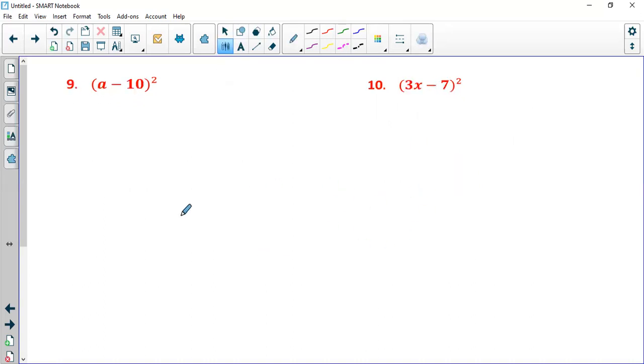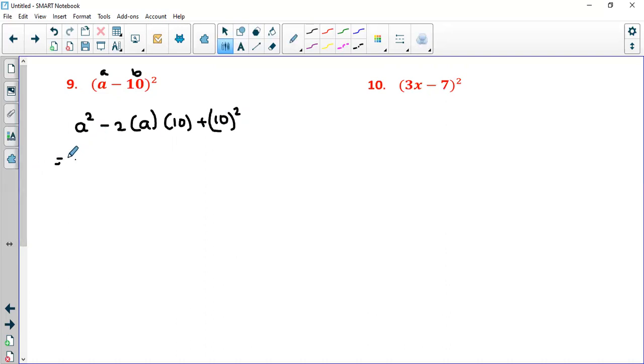Now there are quite a lot of questions, but you have to use the same way. This is A, this is B. Okay, so this is going to be a square minus 2ab plus b square.